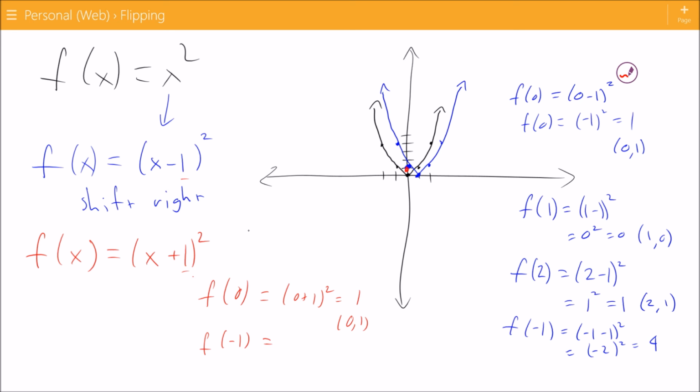Let's try f of negative 1. This is negative 1 plus 1 squared. That's 0. The new point is negative 1, 0. f of negative 2 equals negative 2 plus 1 squared. That's 1, new point negative 2, 1. And I will see that I start to get a parabola here that goes to the left.